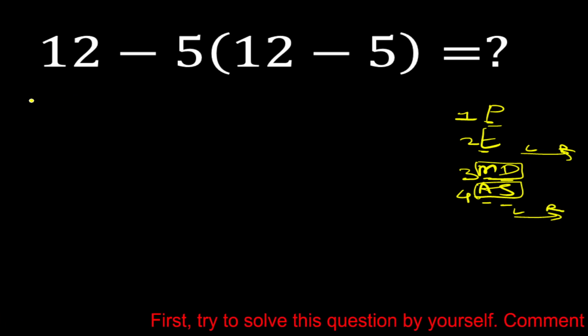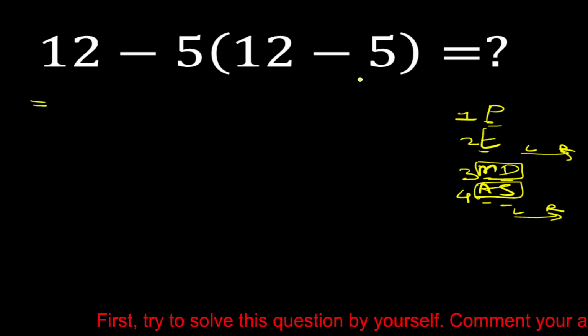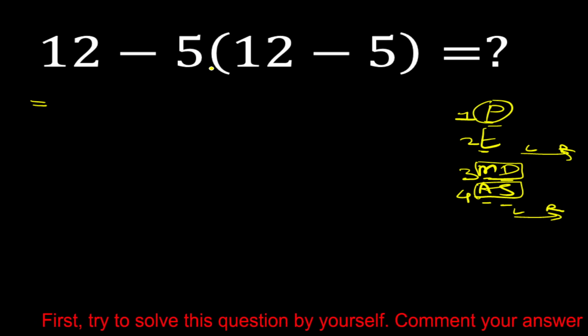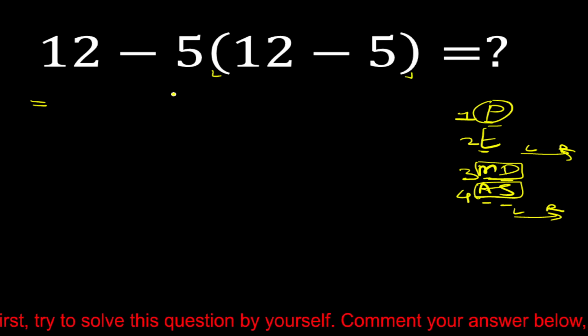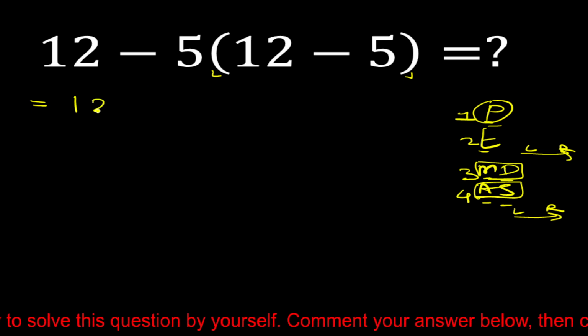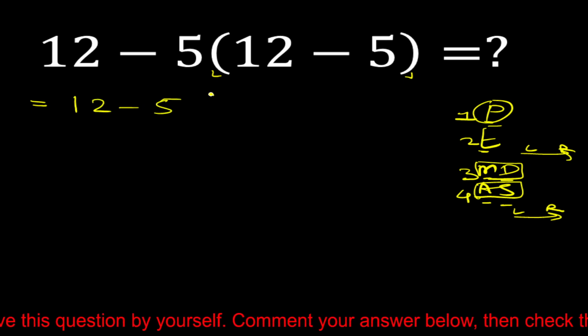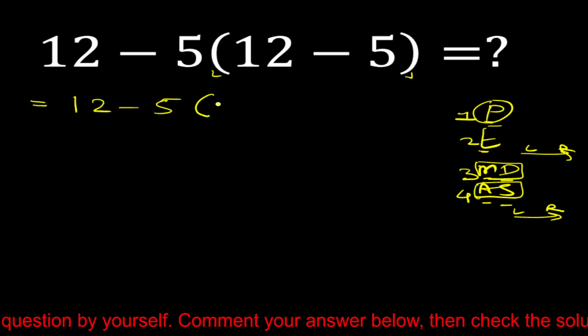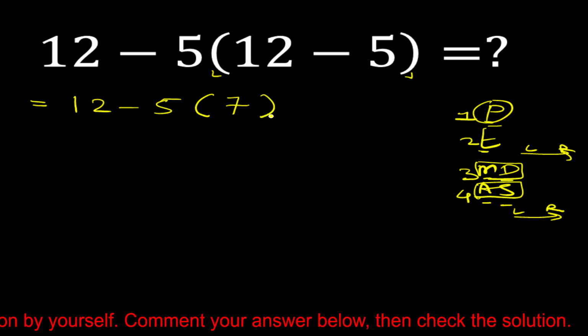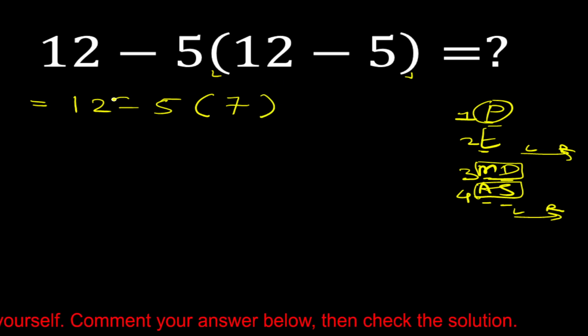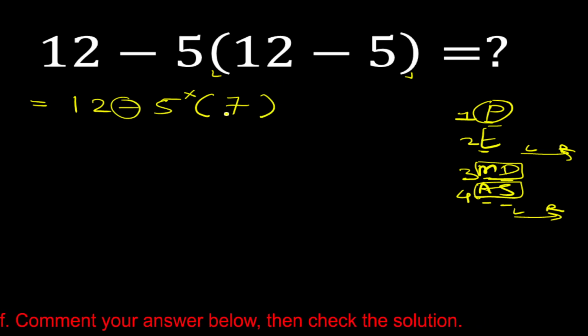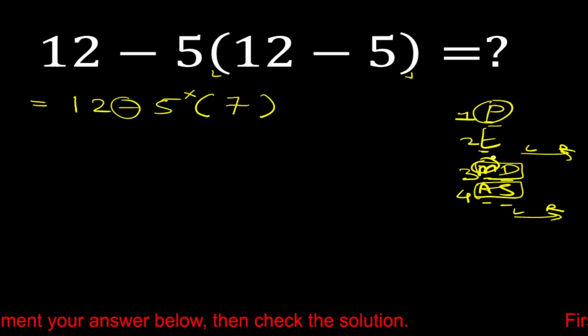Okay. So in this question, first we have to solve the parenthesis. So first we have to solve this parenthesis. Okay. So 12 minus 5. Now solve this parenthesis. 12 minus 5 is equal to 7. Okay. Now here is subtraction and here is multiplication. So first priority is multiplication.